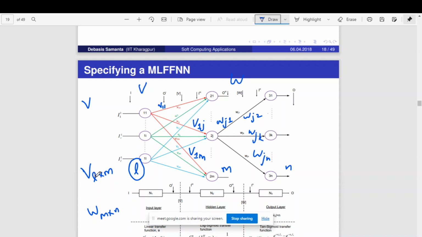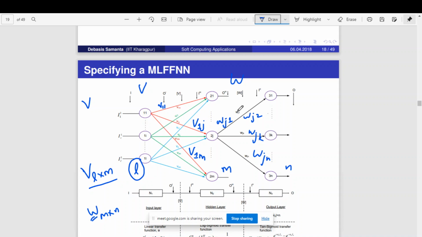So what does V represent? Is it connection or what? It represents the weights, all the weights of the connections between the input layer and the hidden layer. There are many connections. The weight of each of these connections is represented as V. So this V matrix will have this many entries.